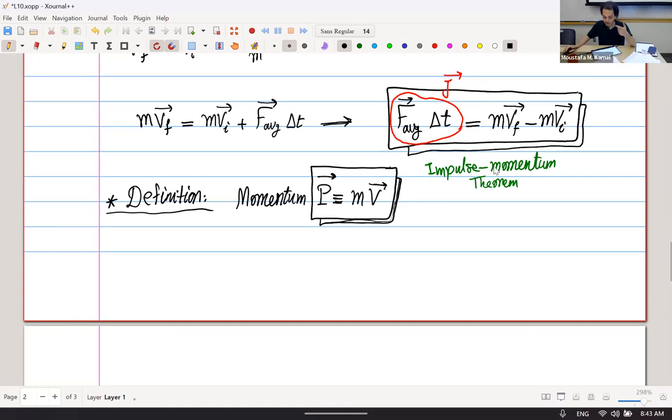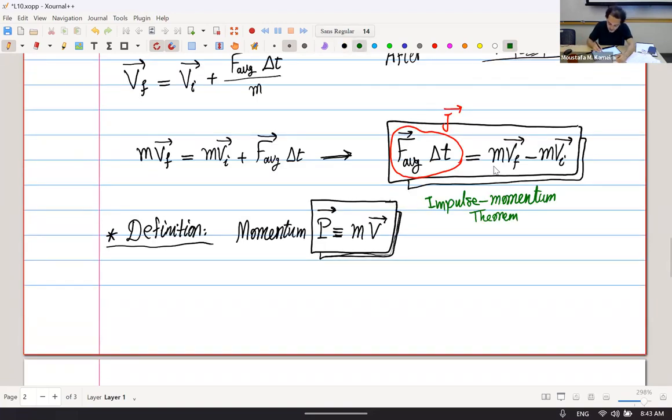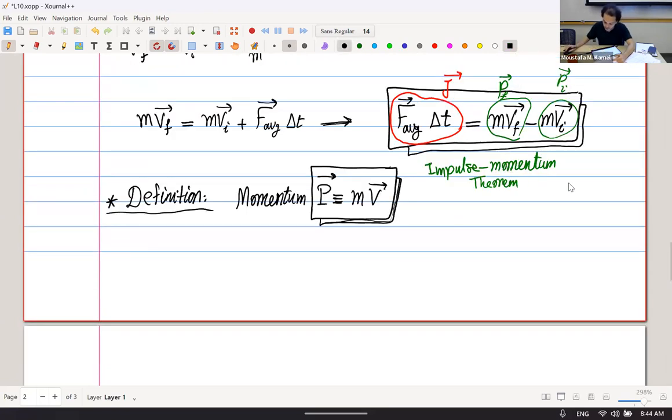And in terms of these definitions, defining this as J and defining this as P final and this is P initial, we get the impulse momentum theorem in this form.